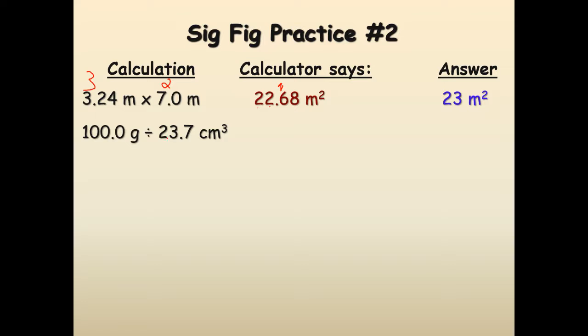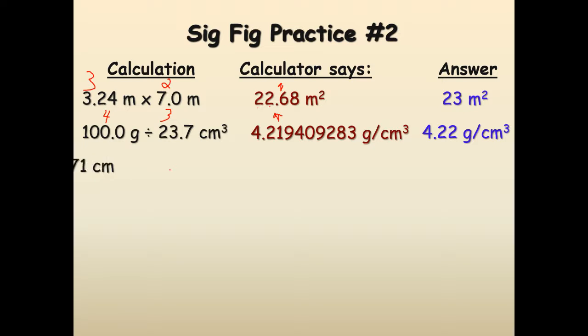100.0 grams divided by 23.7. This one has 4 sig figs because there's a decimal, so you start counting from the left. This one has 3 sig figs for the same reason. This is what the calculator says. Big long answer. You don't want to write all that. Our answer needs to have 3 sig figs. So 1, 2, 3. The number after that is greater than 5, so it rounds up. So 4.22.